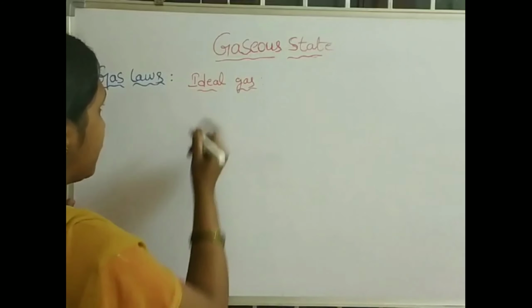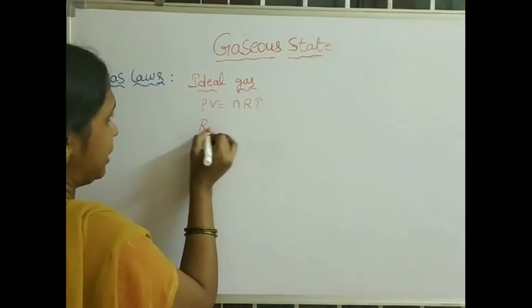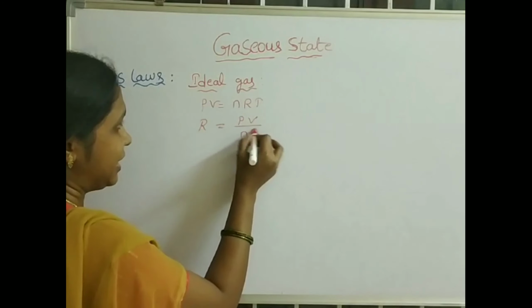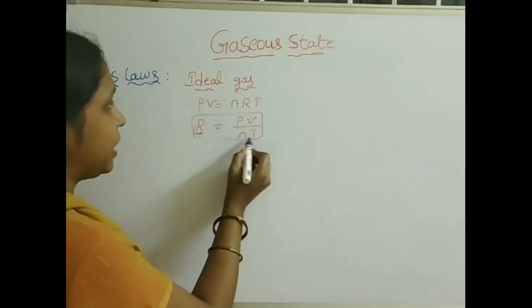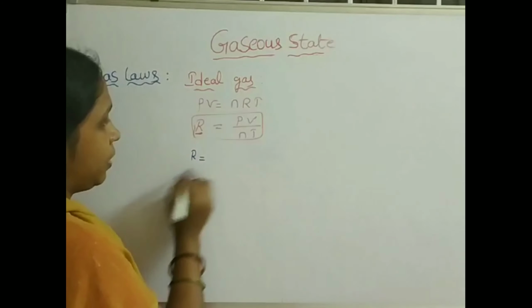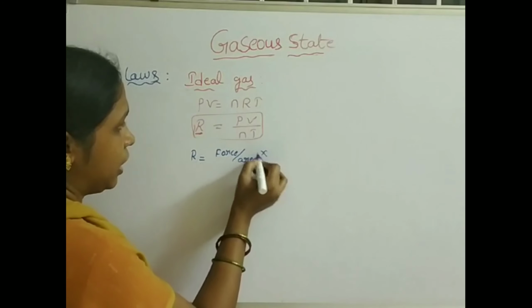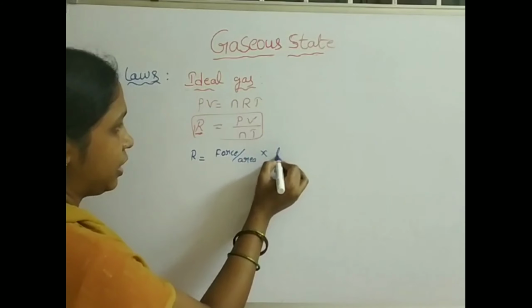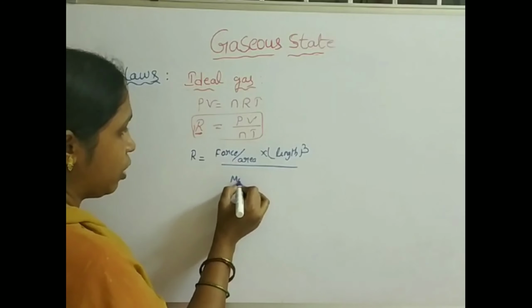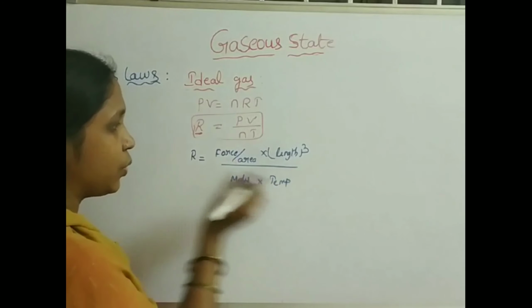Take the ideal gas equation, PV equal to nRT. Write down the formula for R: R equal to PV by nT. Here the pressure is force per area, and volume is length into breadth into height, that is length cube, divided by n moles into temperature. Our temperature is taken in units Kelvin.